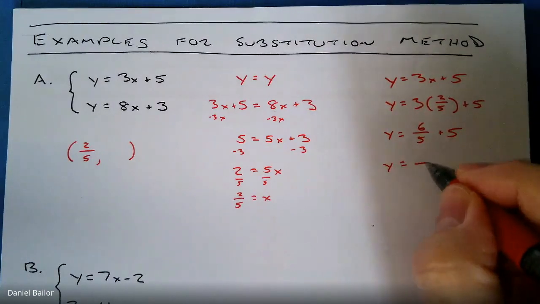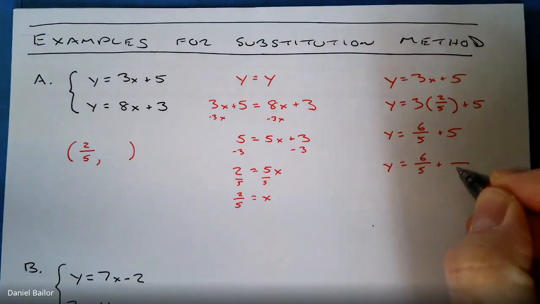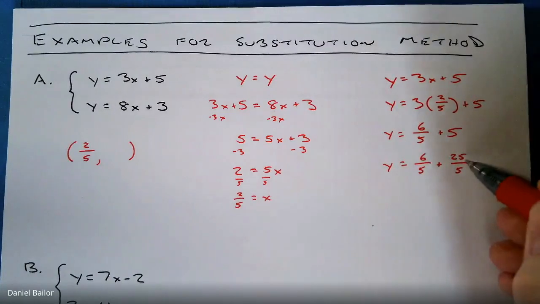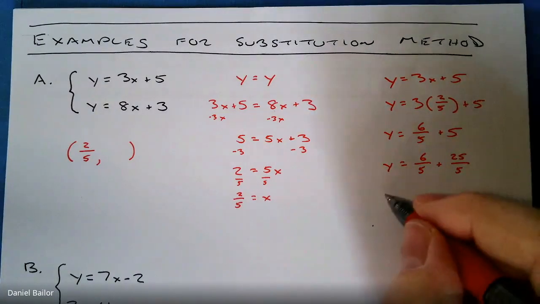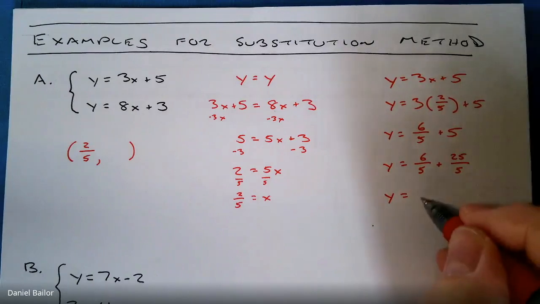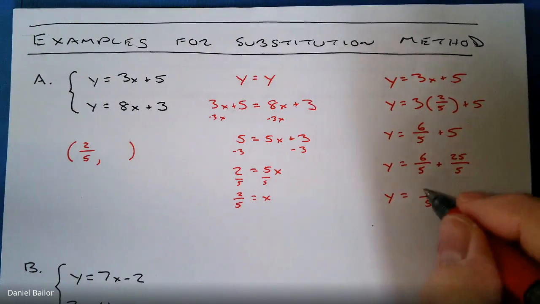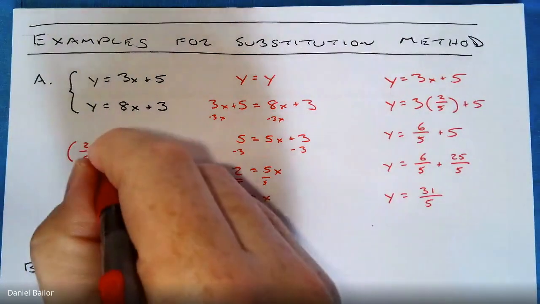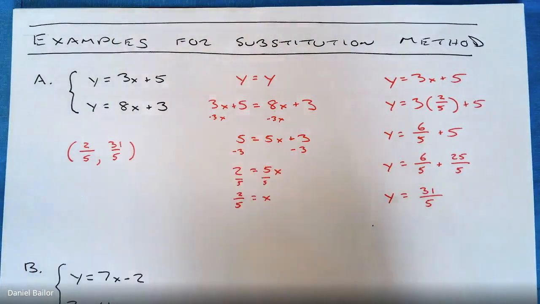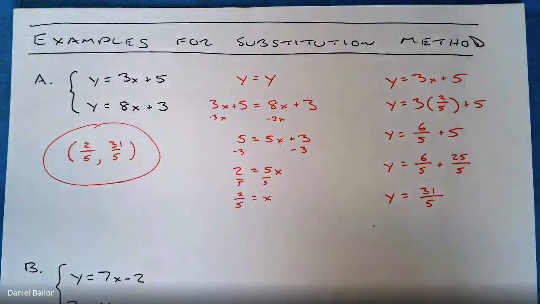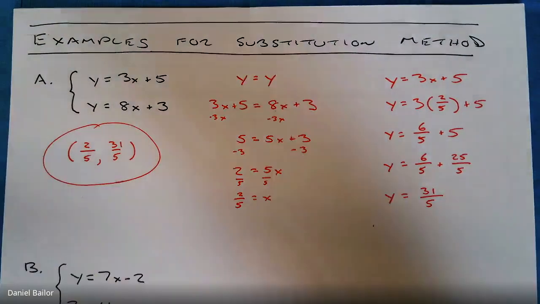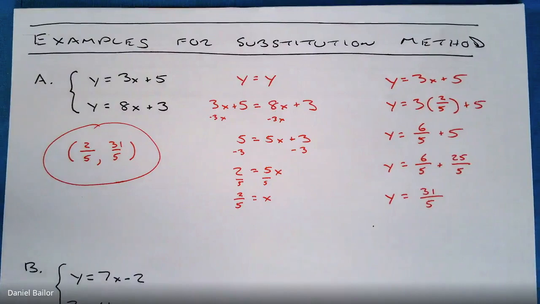To add fractions, I need the denominators to match. So 5 turns into 25/5, because 25 divided by 5 is 5. Then I can add 6/5 plus 25/5, which is 31/5. So y is 31/5, and that's the solution. That's the substitution method you used yesterday. Y equals y, just like that. You take both equations, substitute them for y equals y, solve for x, then solve for y. That's what we did yesterday.